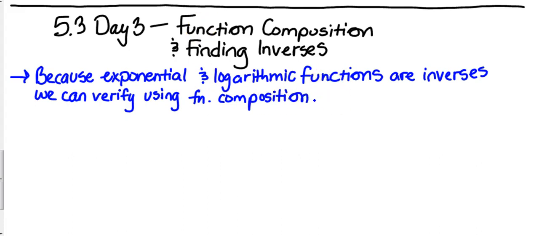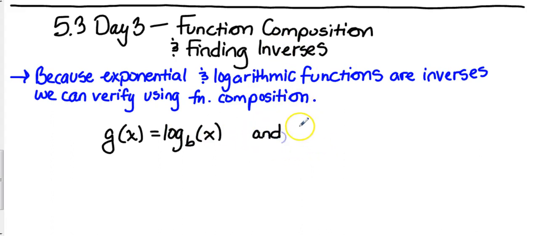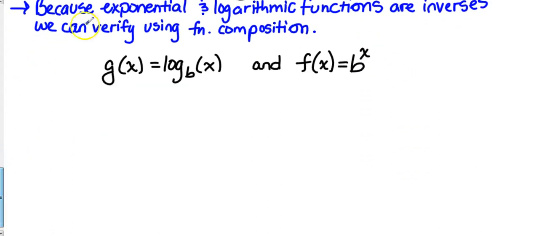So let's look at our general form first. Our general log notation says g of x equals log base b of x. And let's say I had my general exponential function, f of x equals b to the x. Let's see what happens when we do g of f of x.